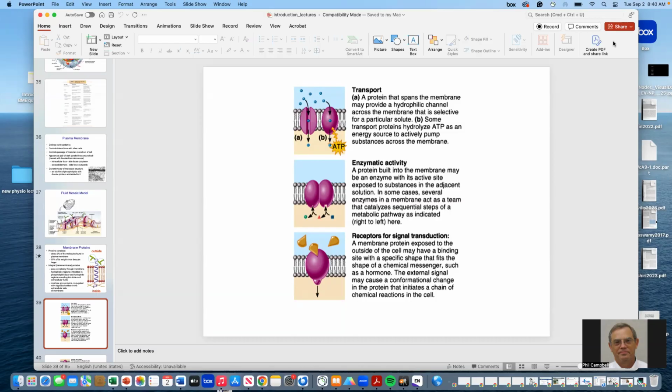Number two is enzymatic activity. All right, so especially on the internal or intracellular side, you can have these proteins that have enzymatic activities so that they can be activated for enzyme activity. So that means they're breaking down stuff. All right. They're also receptors for signal transduction.